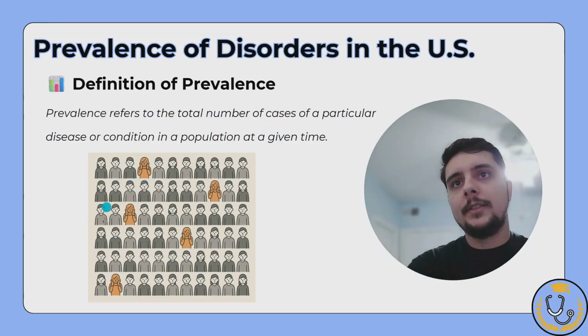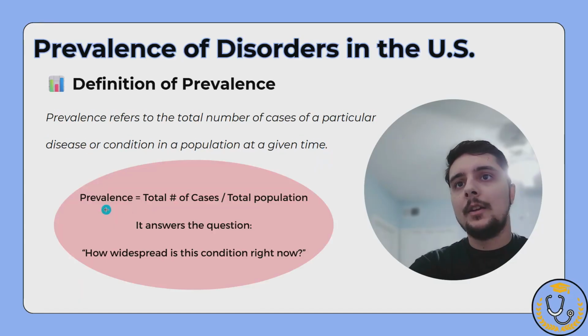So here we look at this visualization, we see this total population of people, and maybe out of that total population, 1, 2, 3, 4, 5 of those people have an anxiety disorder. So that is the definition of prevalence. It is the total number of cases of that particular disorder over the entire population. Here's our equation. Prevalence equals total number of cases divided by the total population.